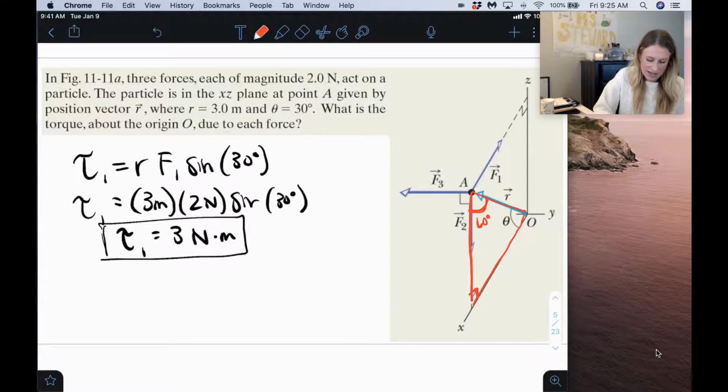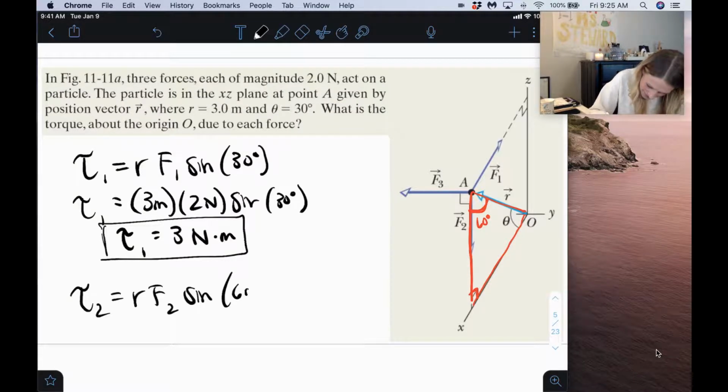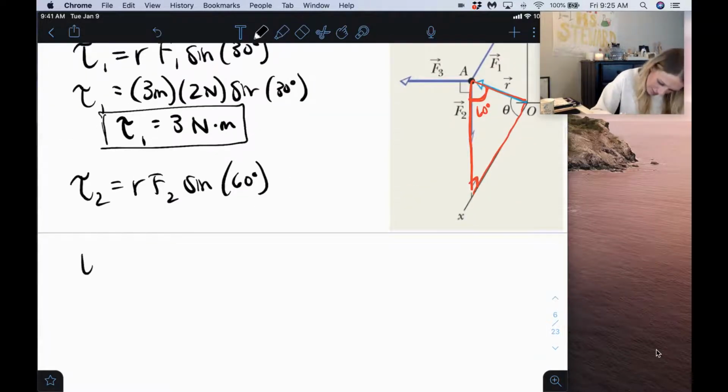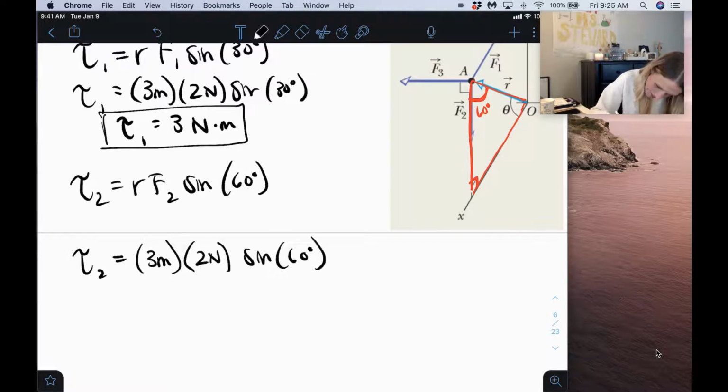Because of all that, that angle is going to be 60 degrees, and so we plug that in. We get torque 2 equals R F2 sine of 60. Plugging in our numbers, torque 2 is equal to R, 3 meters, times F2, 2 newtons, times the sine of 60 degrees. Again, I didn't say this for the first one, but make sure that you are in degrees when you're doing this problem. This unit is very difficult because you kind of have to switch back and forth between radians and degrees. So we get 3 times 2 times the sine of 60, and that ends up being just about 5.2 newton-meters.